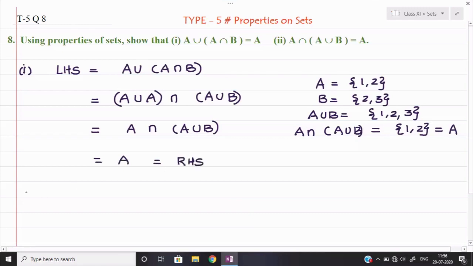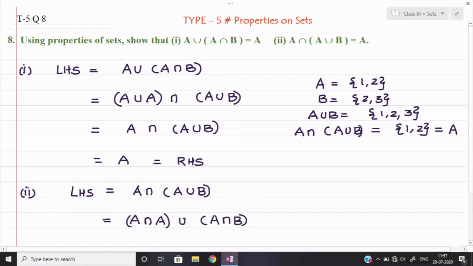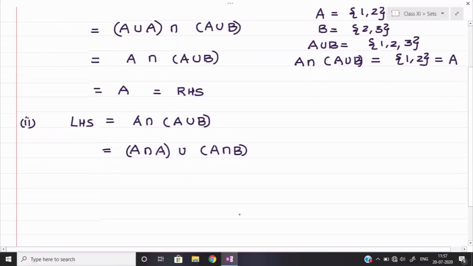Now let us take the second part, the left hand side, similarly. So LHS is equal to A intersection A union B. Again apply the distributive law. So this will be A intersection A, then union will come, and again A intersection B. Now A intersection A, the intersection of a set with itself, will be again A only, and union also remains union because the elements will be the same. So this will remain A union A intersection B.